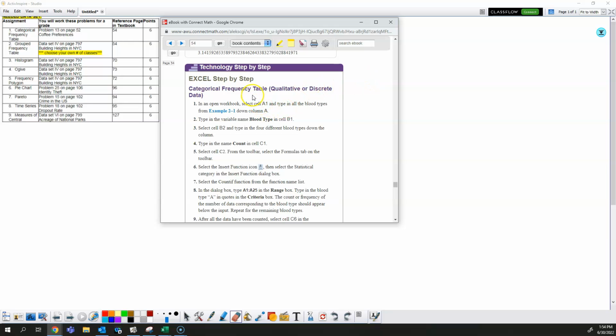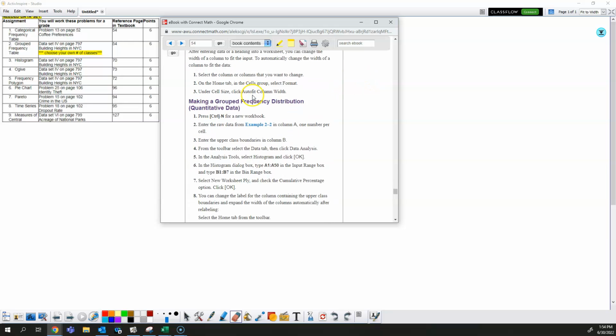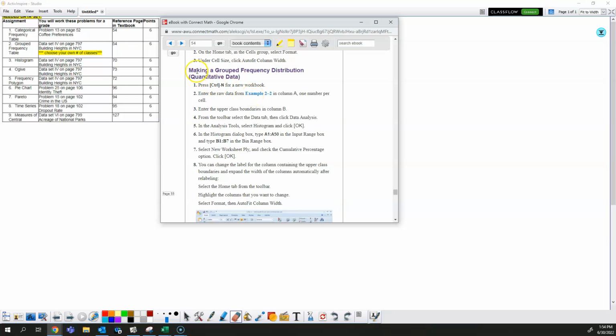Our categorical frequency table, I'm scrolling down, and what do you know? The next thing is making a grouped frequency distribution. That is what we're working on.